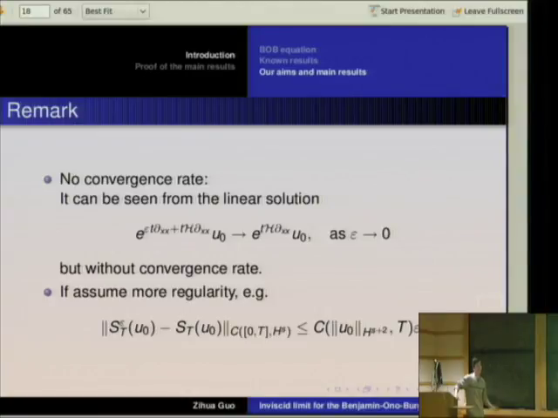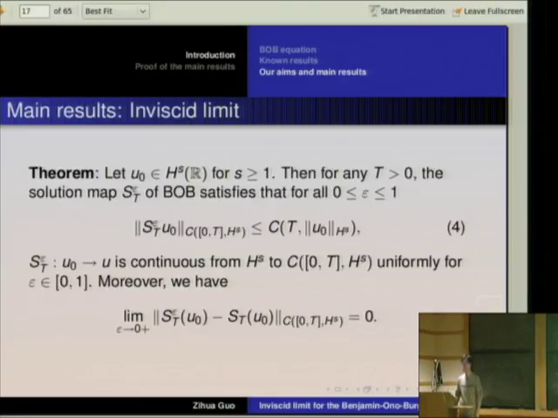Yeah. So you cannot get epsilon to the power or something. But if you assume more regularities, then you can have a convergence rate. For example, if you assume two orders higher, then you get an epsilon. You're doing this for H1, right? You're doing it for all of H1. Yeah. This one? Okay.